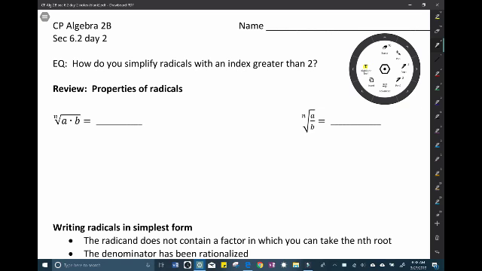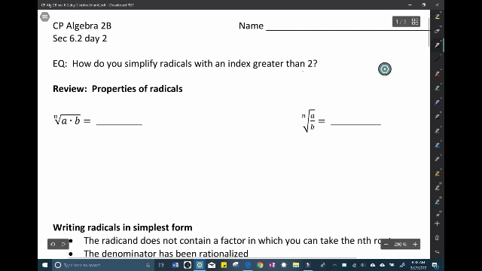Today's topic is how do you simplify radicals with an index greater than 2? Remember that this little number here is what we call the index of the radical. Some things to remember here: if we have a product of radicals, we can split it up into two little radicals. So multiplication here just says that we can take the same index for both of them, kind of breaking them up.